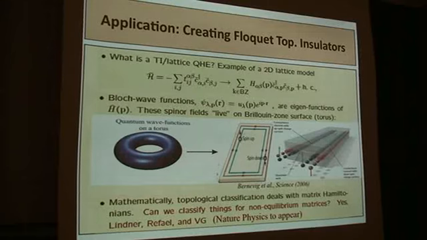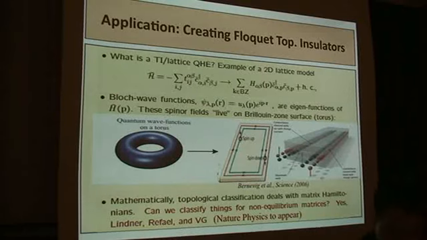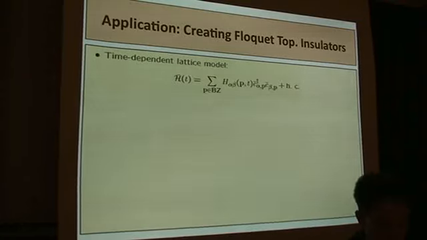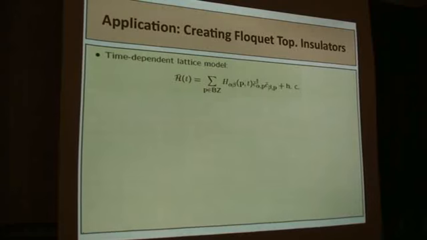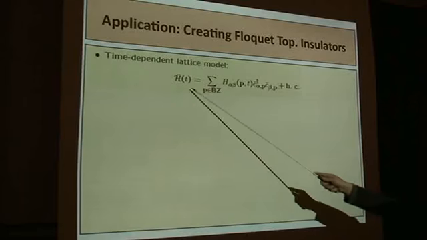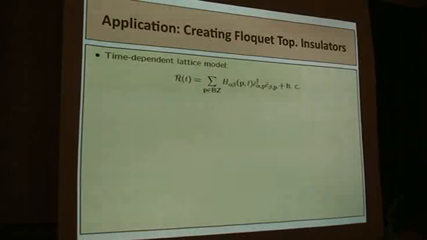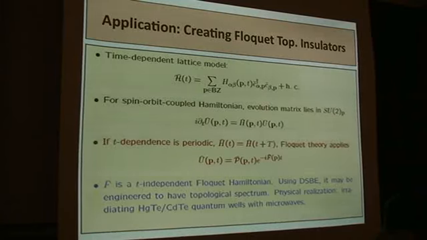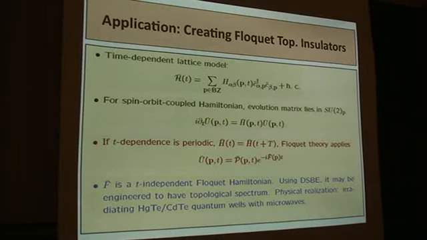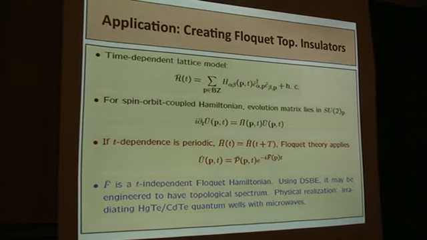So basically, the question is what happens if you have a time-dependent Hamiltonian, a time-dependent lattice model, and in particular, if you have a time-dependent lattice model where the time dependence is a periodic function. It turns out that indeed you can just use the existing classification for equilibrium topological insulators and go to this non-equilibrium problem.